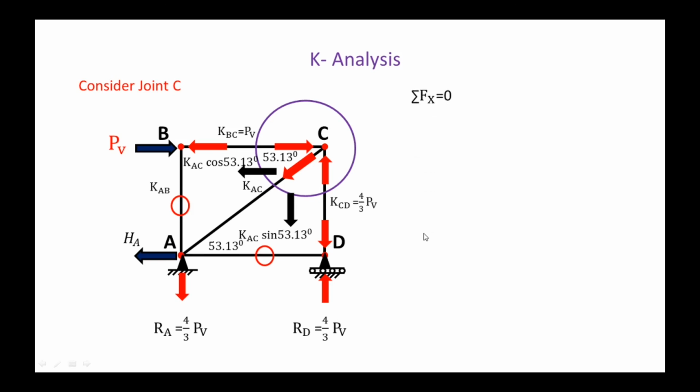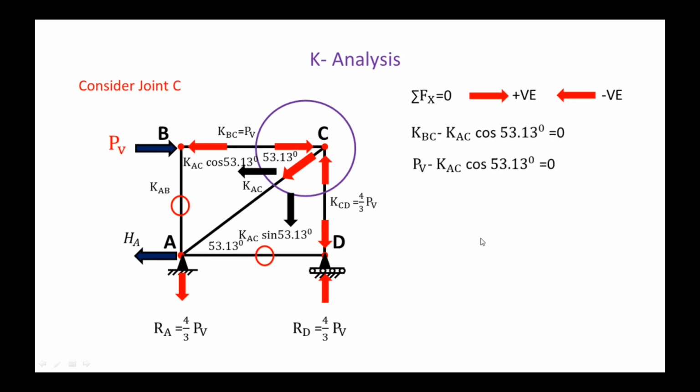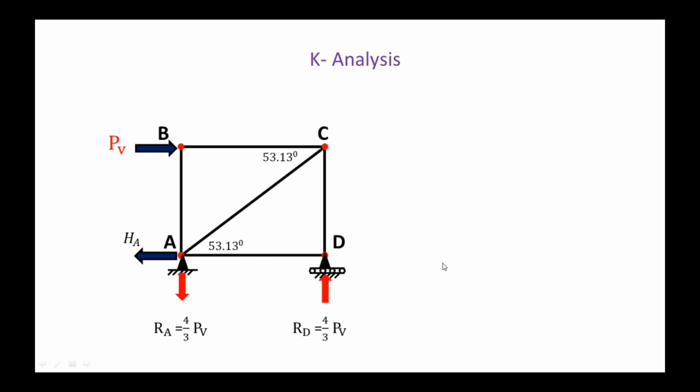Here we are applying the sigma Fx condition. Towards the right is plus and towards the left is minus. This KBC is towards the right at the joint, so that is why there is a plus, and this KAC cos 53.13 is toward the left, that is why it is minus. So put the value of KBC as PV, and we got the value KAC equal to 1.67 PV. In this way we got all the values of the members AB, BC, CD, AD and AC. So these are the directions of the forces.